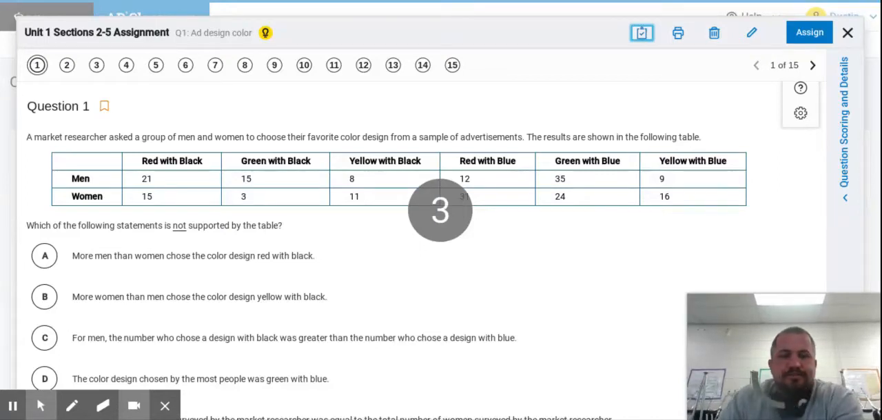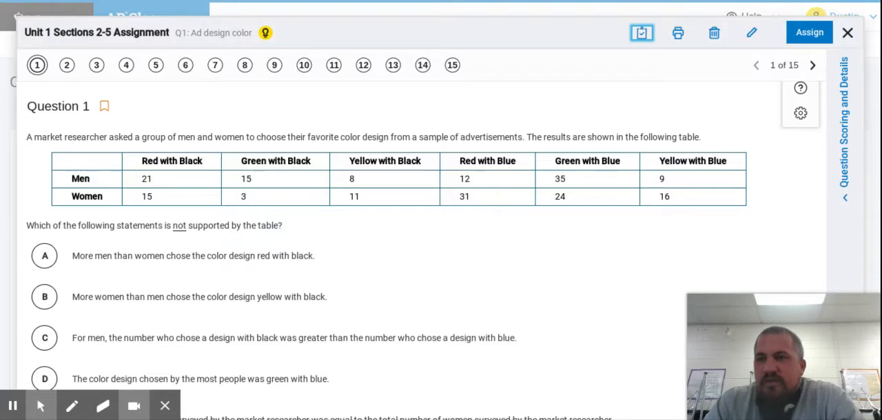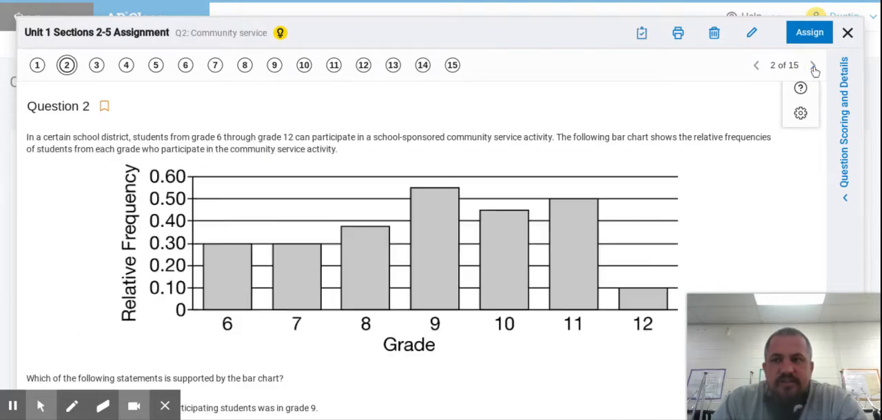All right, so as we go through this AP Classroom today, the assignment is going to be on Unit 1, Sections 2 through 5, and those are in Chapter 1 of the textbook, and I'm just going to kind of look over that. So you look at Question 1, you will see a table of values. Your second question, you see a bar graph.